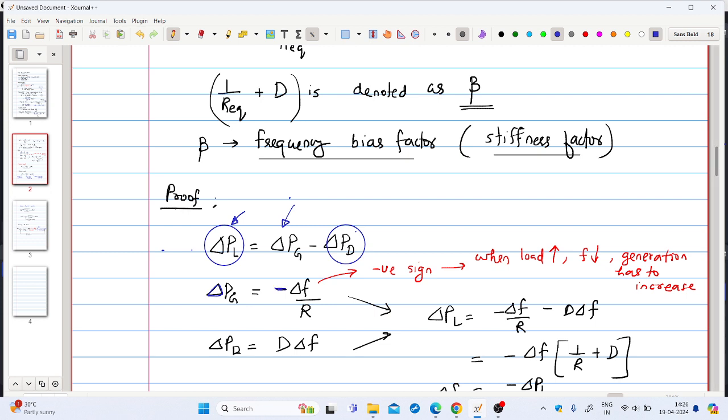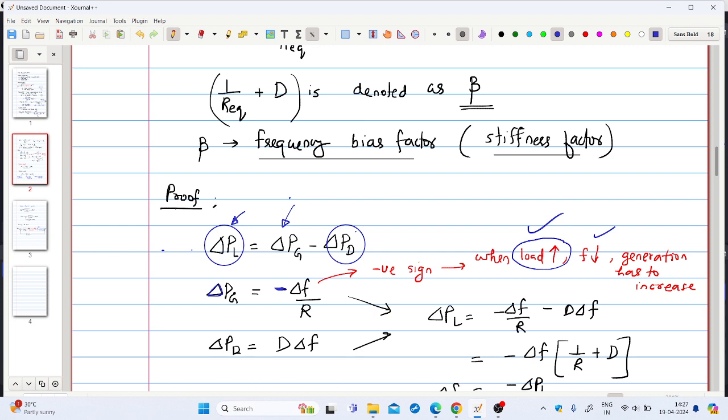Why? Because suppose your load increases, then when our load increases, frequency will decrease. So frequency decreases, so delta F will be a negative value. But in order to meet the increase in load demand, your generation has to increase. So this negative sign will make the total quantity positive. Delta PG will be positive.